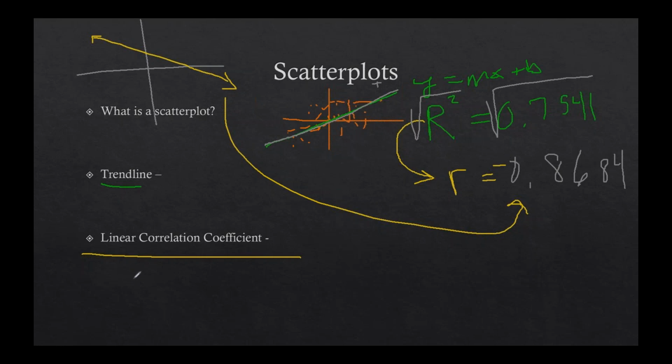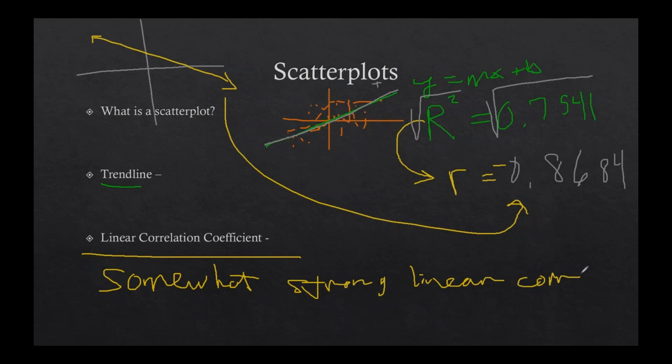So the closer your dots are to being perfectly linear, the closer your R value is going to be to 1. So like this is 0.8684. That's not too bad. So we would say that we have, I would call this, a somewhat strong linear correlation between whatever two variables we're comparing. It simply means that the dots are pretty much in a straight line. We have a few stragglers off of that line, but for the most part, they're very good in terms of being in a straight line.